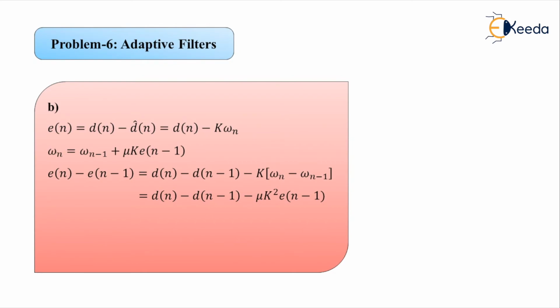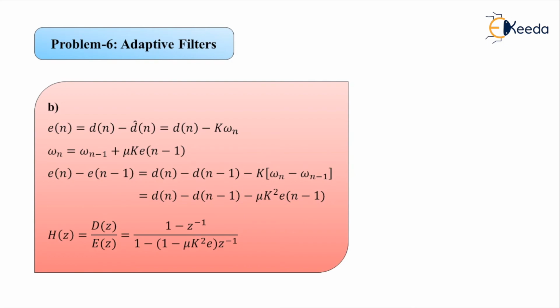So for the system function where the input is D of n and the output is E of n, we can express the relation with the help of the system transfer function in the Z domain, capital H of Z, the ratio of capital E of Z to capital D of Z. So this we express as 1 minus Z inverse divided by 1 minus, in brackets, 1 minus mu times capital K square, bracket completed, and further multiplied by Z inverse. So this is the solution to part B of the problem statement.